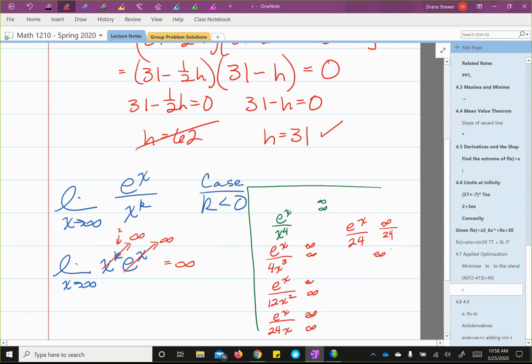So eventually, for these positive values, you're going to get down to e to the x over some constant. And that limit you can evaluate, because it'll be infinity over some number. Does that work? Yeah, that's great. Thank you.